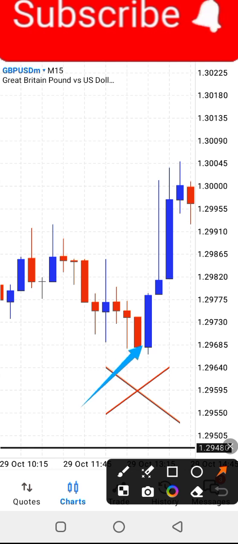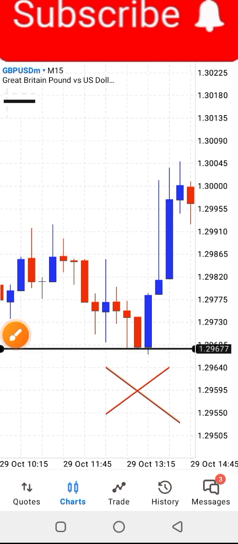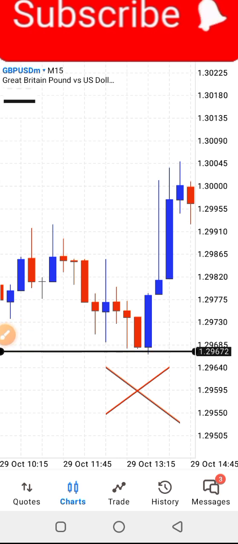You would notice that this is the last candle before this bullish impulsive move. This is the last bearish candle. But if you observe, you would notice that this particular bearish candle did not take out the liquidity of the candle before it. So look at the candle before it. It did not take out the liquidity. It didn't go below it.